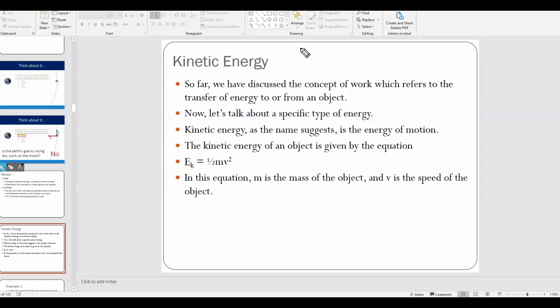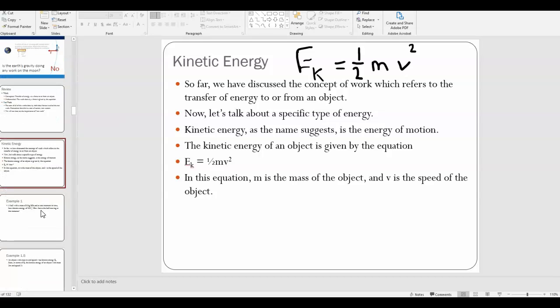We can calculate the kinetic energy, which I will write as EK for kinetic energy, using this equation. The kinetic energy of an object is equal to 1/2 times the mass of the object in kilograms times the speed of the object squared. So 1/2 mv squared. You can see from the equation that if the speed is 0, if it's not moving, the kinetic energy is 0. Make sure you have that equation down. We'll do a really basic calculation with that really quickly.